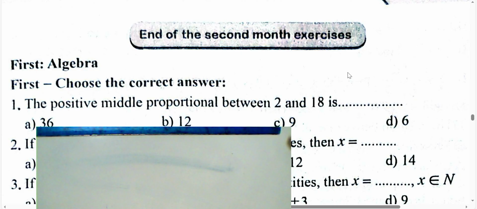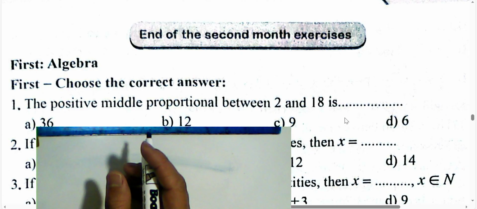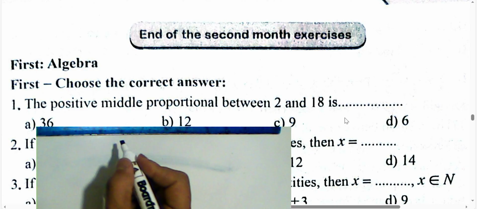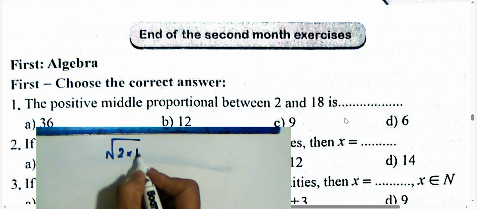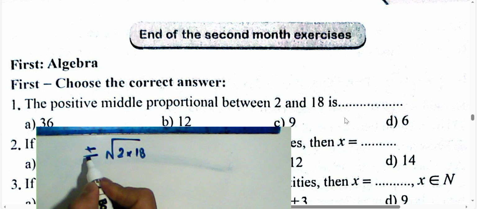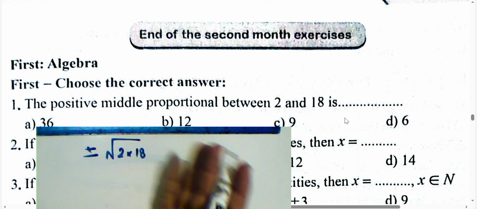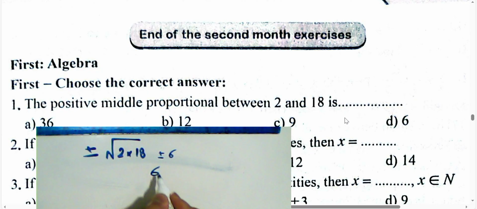First question, algebra. Choose the correct answer. The positive middle proportional between 2 and 18 is the square root of the first times the third. We know the middle proportional can be positive or negative, but in this example we want only the positive. Then the result is 6. You must choose 6, letter D.